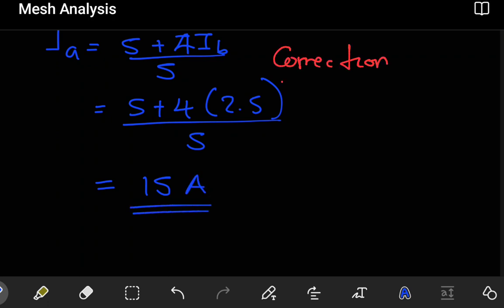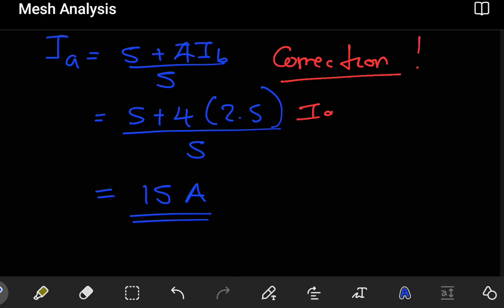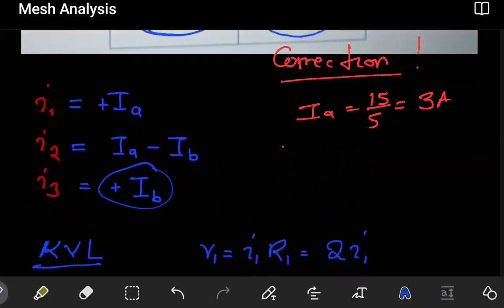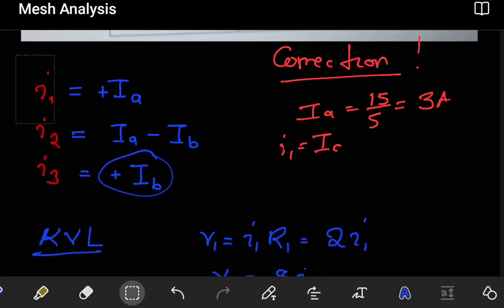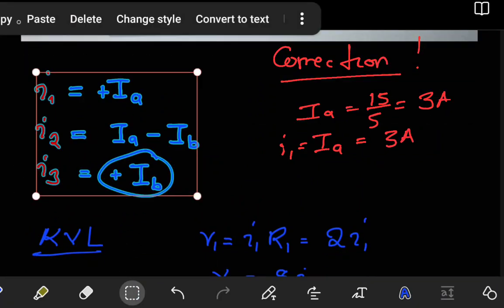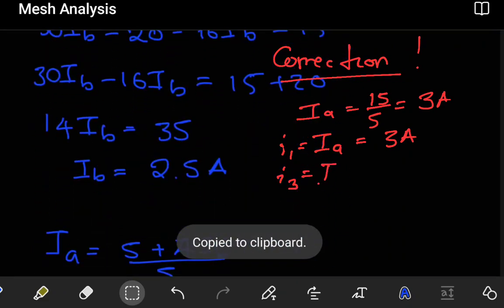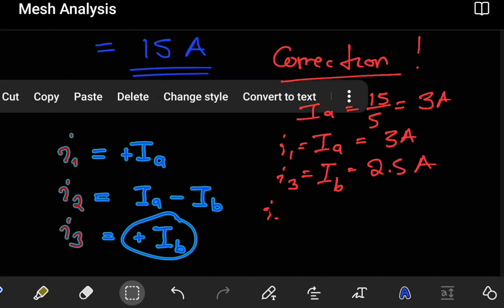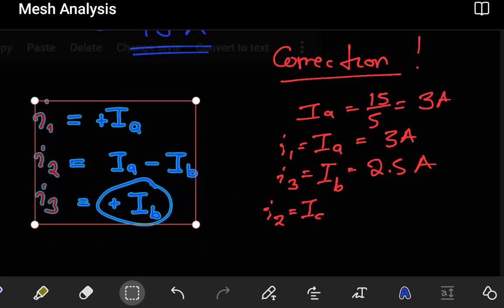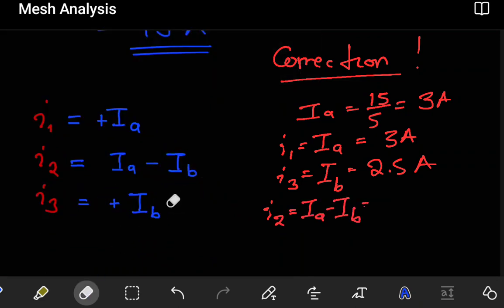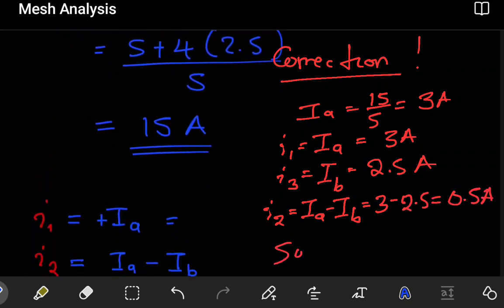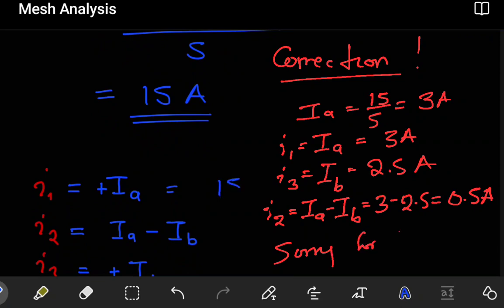If we wanted to find the individual currents and of course the voltages, we can then go back to these relations that we came up with. Sometimes questions will ask you to just find the mesh currents, meaning these would have been good enough. But since in this case we wanted to find the individual currents I1, I2, and I3, we can bring them here. So we now know what the mesh currents are. IA is 15 amps, so I1 has to be 15 amps.